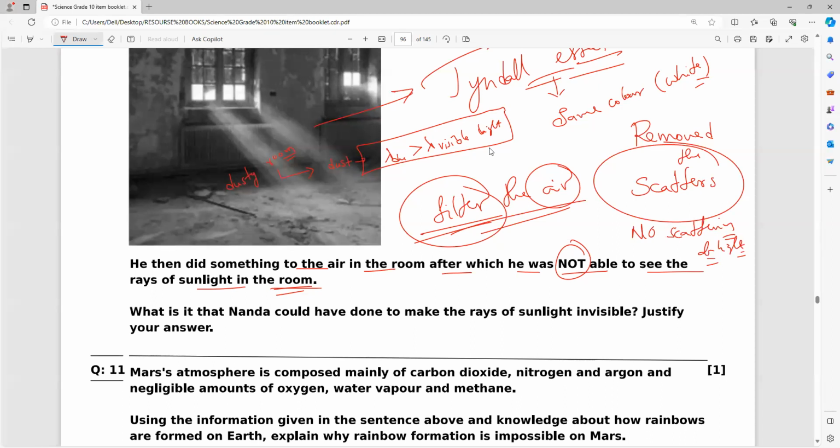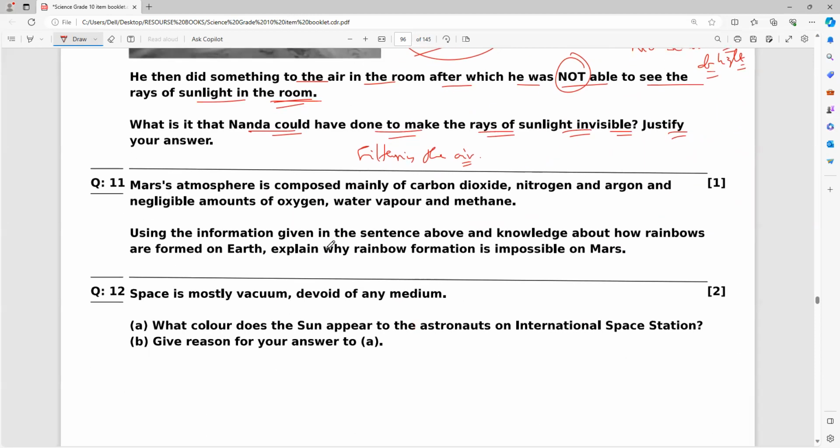Next, what could Nanda have done to make the rays of sunlight invisible? Justify your answer. Filtering the air, so that all the dust particles are removed, no scattering of light takes place, and nothing is visible to us. That is the answer. A general question it is.